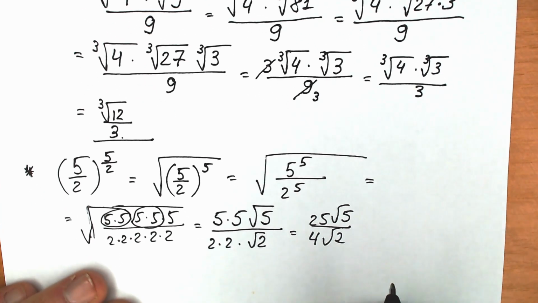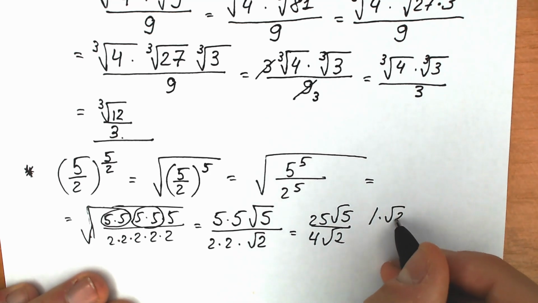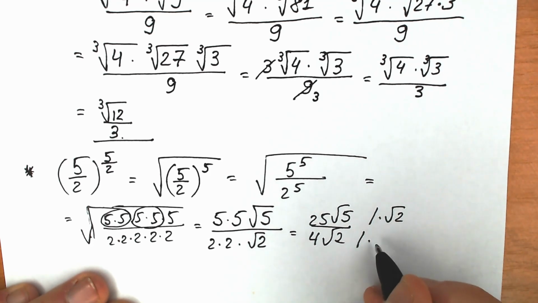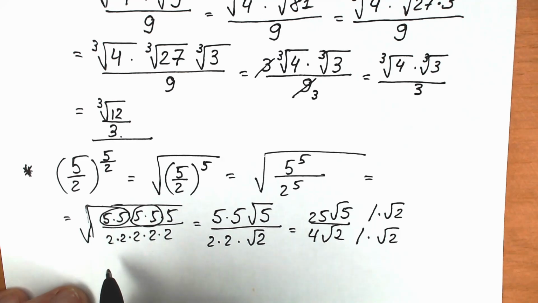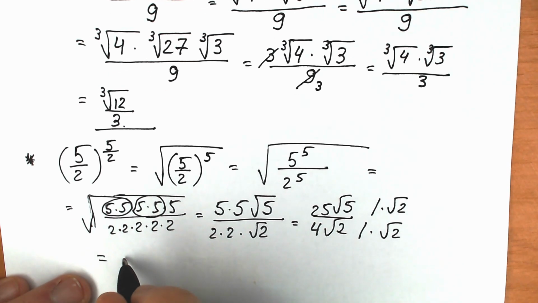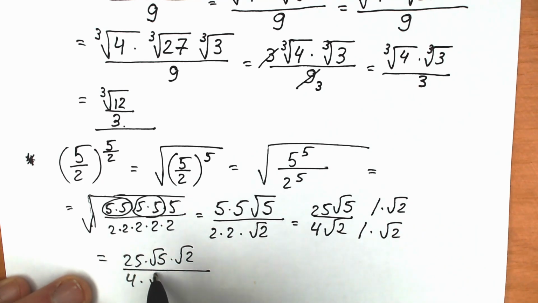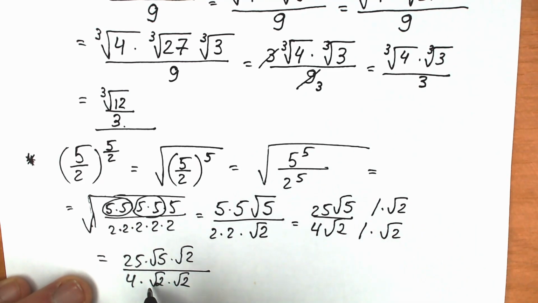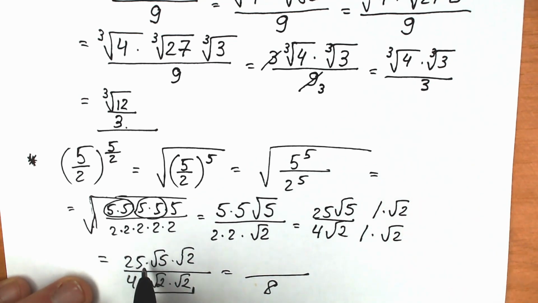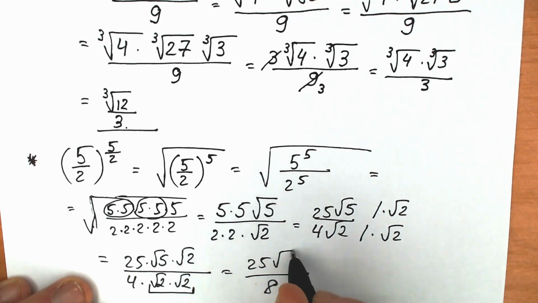Right now, let's multiply both the numerator and denominator by square root of 2. We need to remove this irrationality in our denominator. So as a result, what do we have? We have 25 times square root of 5 times square root of 2, divided by 4 times square root of 2 times square root of 2. Right here we have 2, so we have 8 in our denominator, and in our numerator we have 25 times square root of 10.